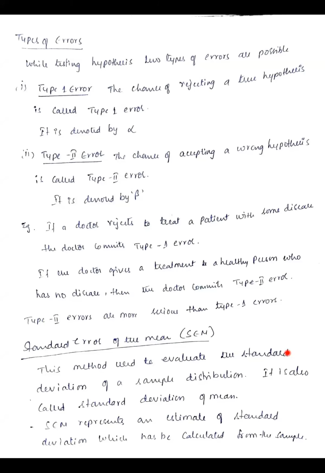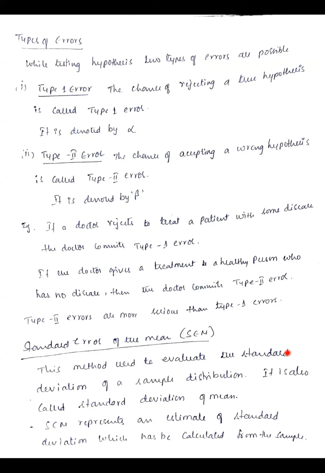Next, we'll see the different types of errors. While testing a hypothesis, generally we commit two types of errors. The first one is the type 1 error, and the next one is the type 2 error. The chance of rejecting a true hypothesis is called a type 1 error. It is denoted by alpha.